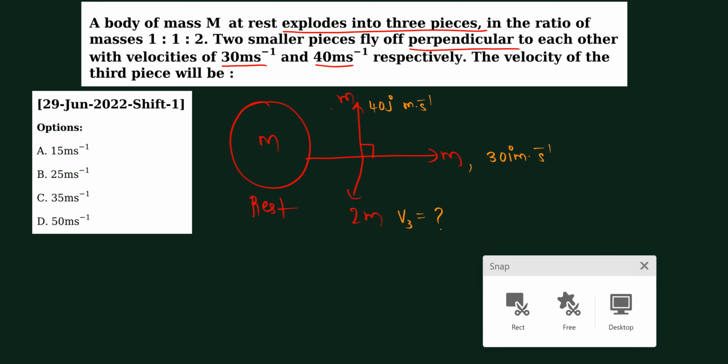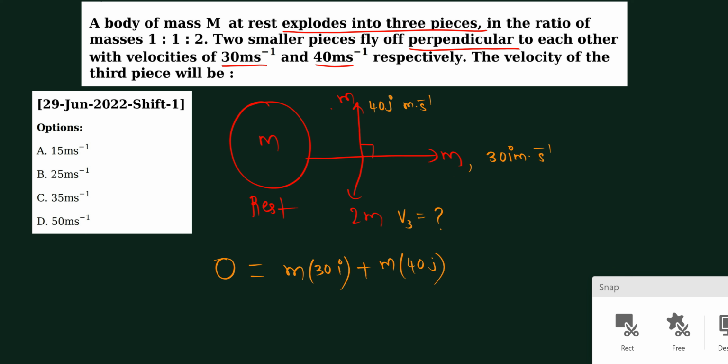Now apply the conservation of linear momentum. Before explosion, the system is at rest, which means the momentum value is 0. After explosion, the first piece moves with the velocity 30I, the second piece moves with the velocity 40J, and the third piece has the mass 2M. We don't know its velocity, we need to find this. That is 2M V3.